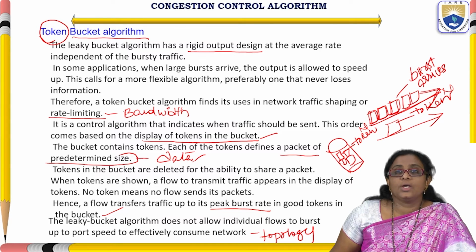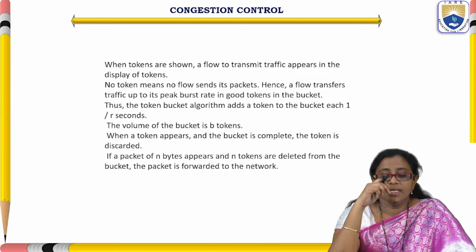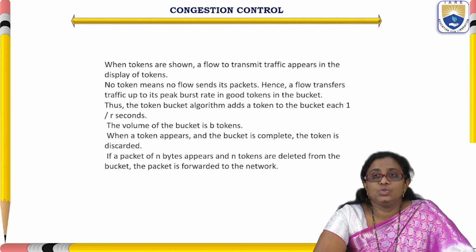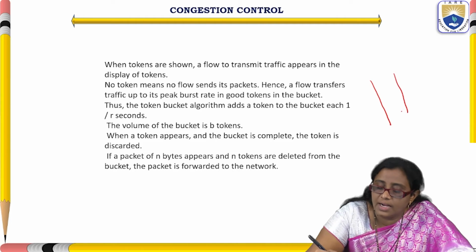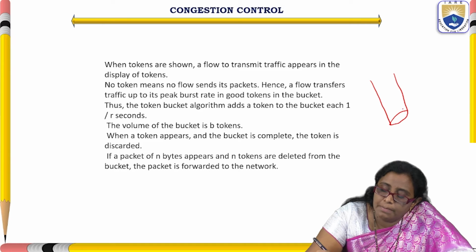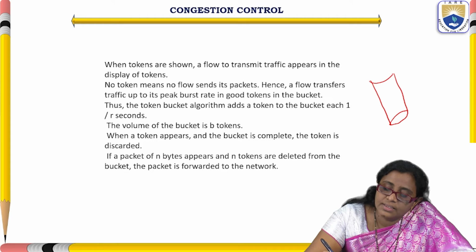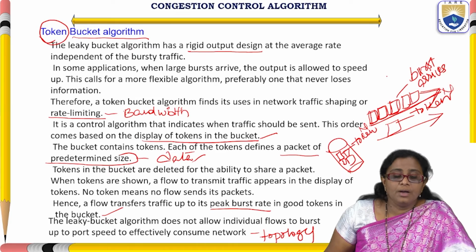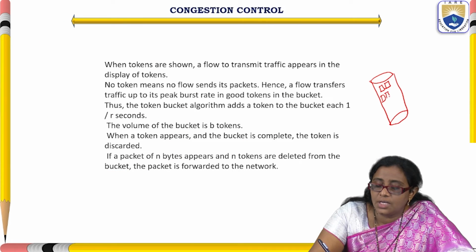This is mainly the token bucket algorithm. When tokens are shown, a flow to transmit traffic appears in the display of tokens again. I need to draw the diagram related to the token bucket algorithm. Like this is one of the buckets, as I have already explained in the token bucket algorithm. Here the data packets are transmitted or segregated by means of tokens.